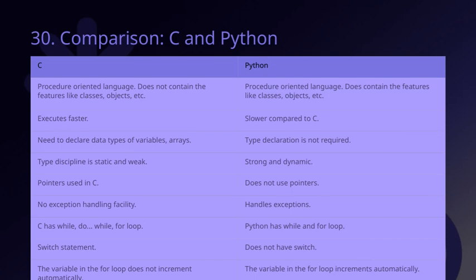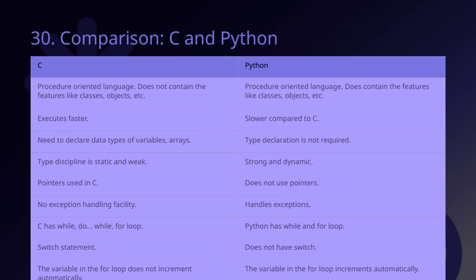Let's take a closer look at the comparison between C and Python. First, C is a procedure-oriented language, which means it focuses on functions and procedures to perform tasks. It doesn't natively support features like classes or objects, which are fundamental in object-oriented programming. On the other hand, Python is also procedure-oriented, but includes powerful object-oriented features such as classes and objects, making it more flexible for various programming paradigms.